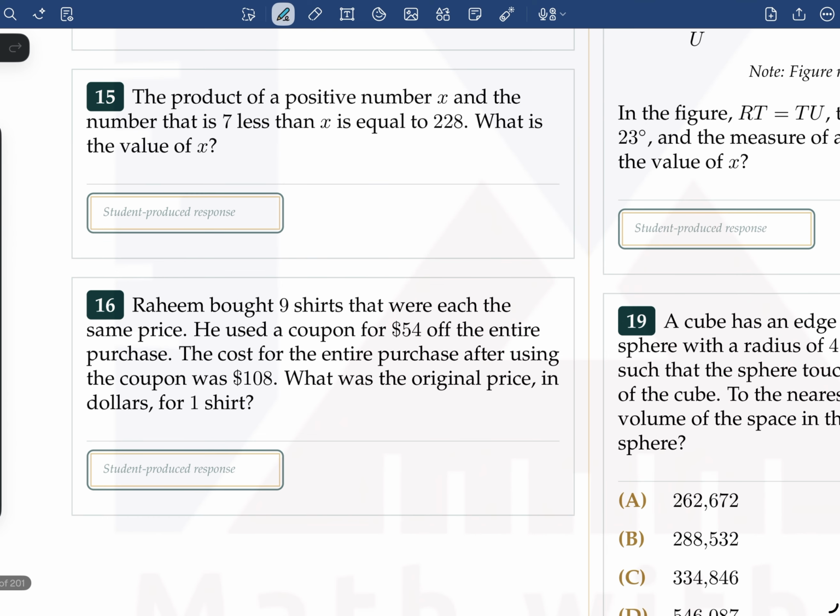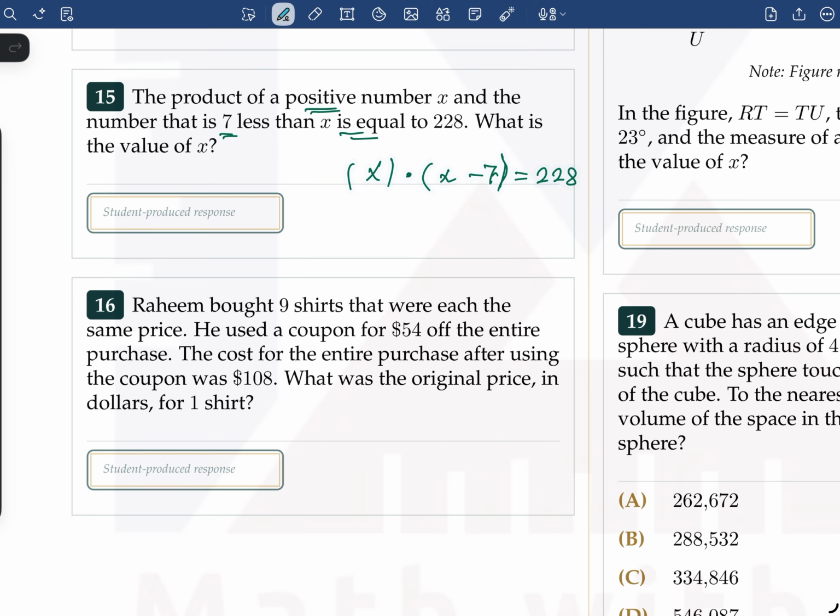Then number 15. The product of a positive number x and the number that is 7 less than x is equal to 228. What is the value of x? So the product means multiply what by what? Something by something else. The first thing is a positive number x. And the second one is that number that is 7 less than x, which means x minus 7. All of that is equal to 228. And because x is a positive number, maybe you have 2 answers here, a positive and a negative one. We need to choose the positive one.